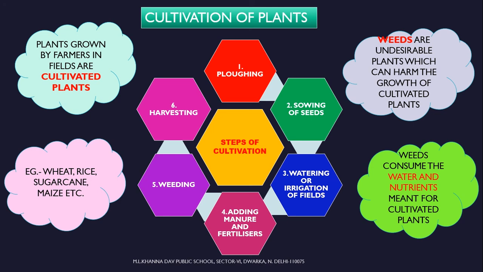After harvesting the crops, the farmer sells the products in the market. So now you know the steps of cultivation and how difficult it is to cultivate the crops. And so remember that food items should never be wasted.